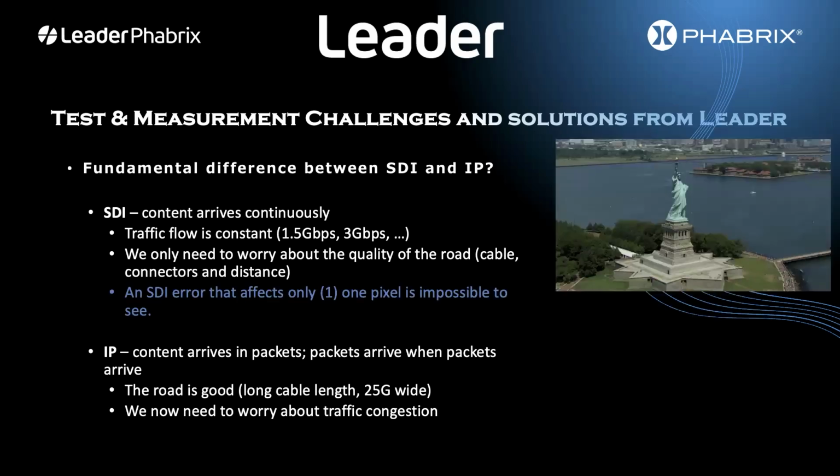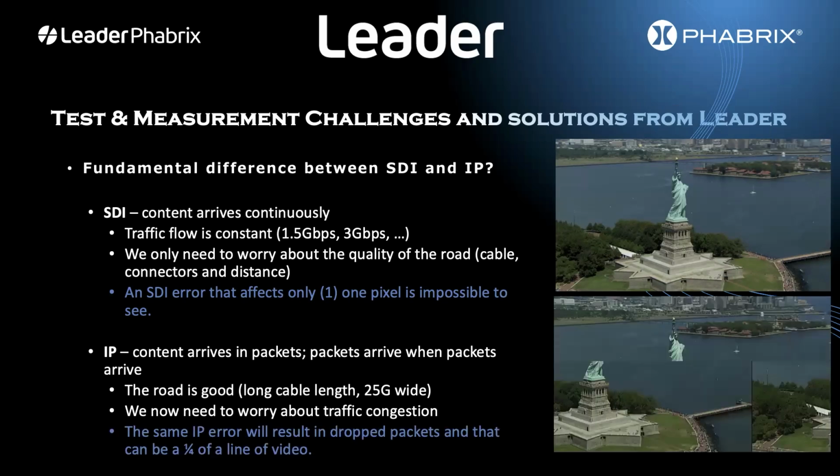So if we look at SDI and we have a single pixel that maybe is dropped or we have an issue with, that's going to be virtually impossible to see in a picture. However, the same IP error will result in dropped packets, and that can result in 1/4 of a line of video offset. It can be very obvious. So you're going to see how unforgiving IP infrastructure is when it comes to real-time live video.